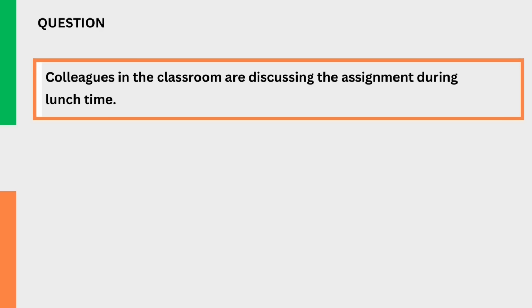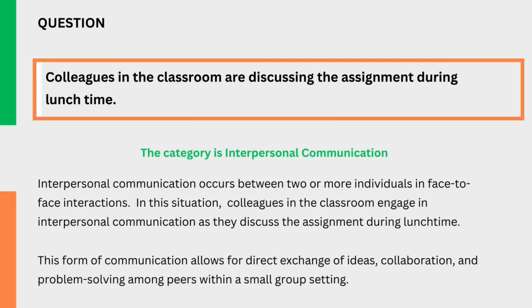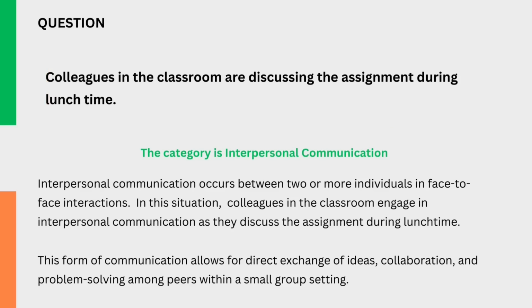6. Colleagues in the classroom are discussing the assignment during lunchtime. The category is interpersonal communication. Interpersonal communication occurs between two or more individuals in face-to-face interactions. In this situation, colleagues in the classroom engage in interpersonal communication as they discuss the assignment during lunchtime. This form of communication allows for direct exchange of ideas, collaboration, and problem-solving among peers within a small group setting.